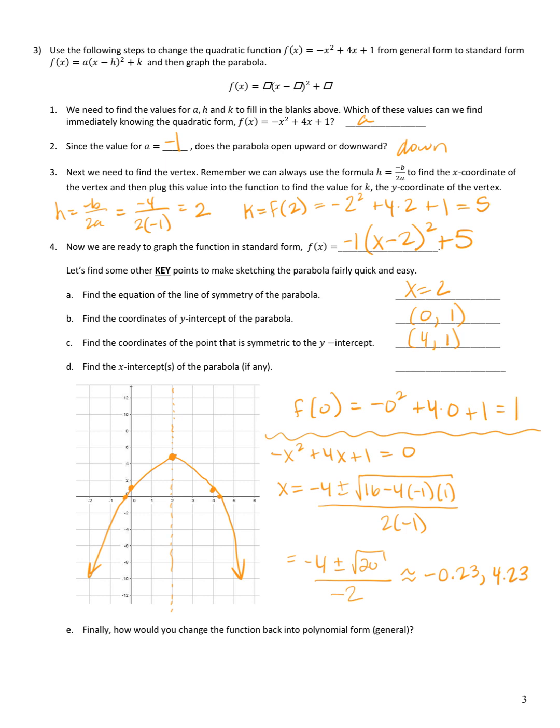Okay. Finally, how would I change the function back into polynomial or general form? So from this form, how would I change it back to this form? We just multiply it out. So I would say f of x equals negative x minus 2 squared plus 5. Just follow the order of operations and multiply it out. So I have negative x minus 2 squared is x squared minus 4x plus 4. Okay, distribute the negative sign, and I'm going to have negative x squared plus 4x. And then I'm going to have minus 4 plus 5, which is plus 1.